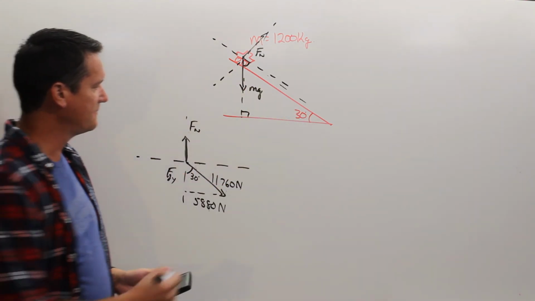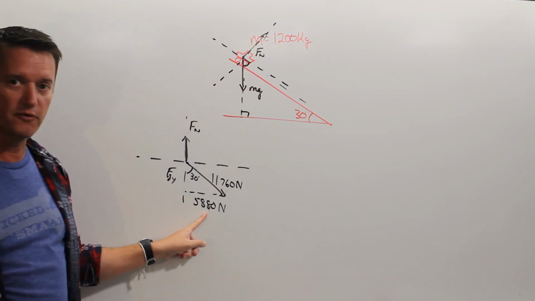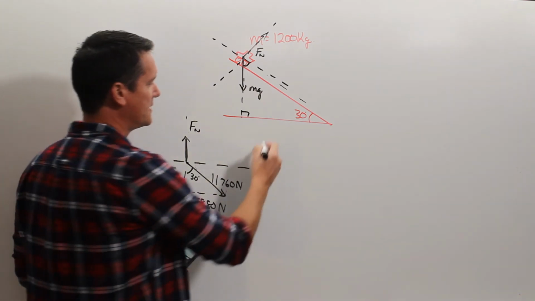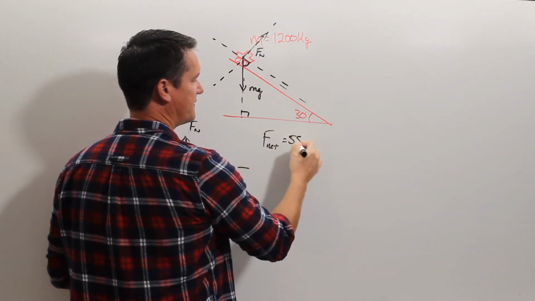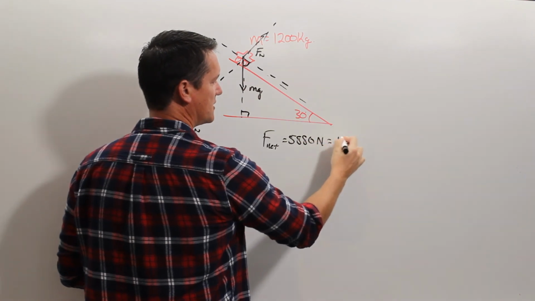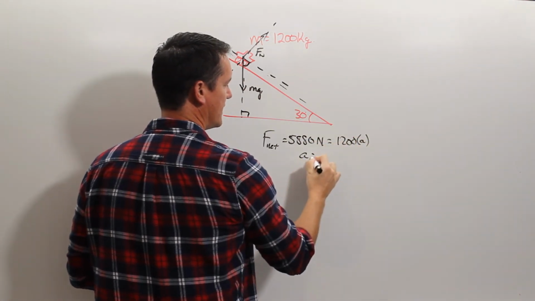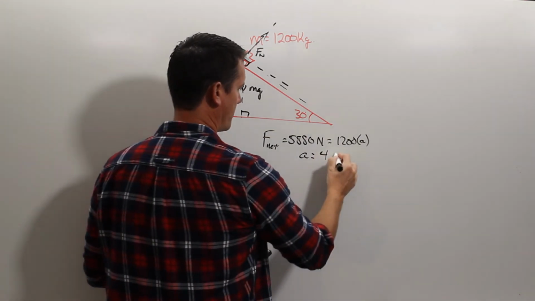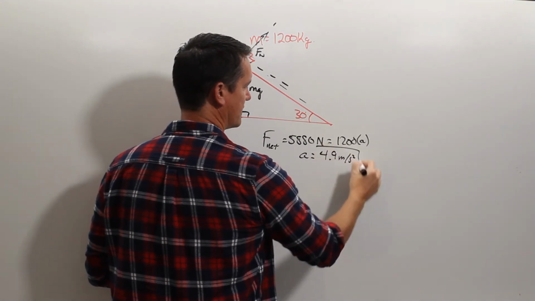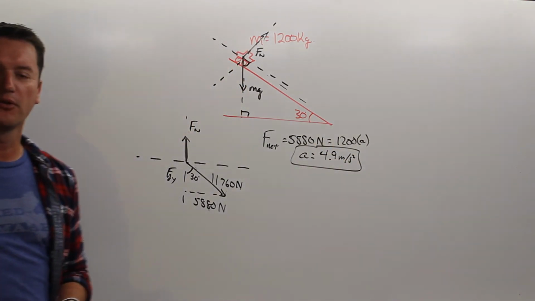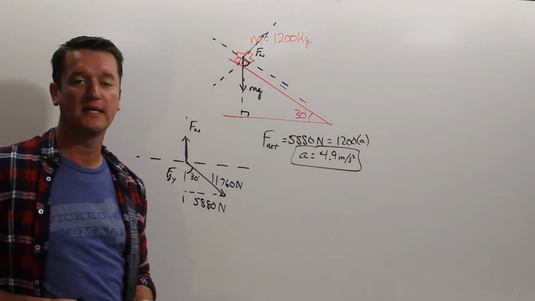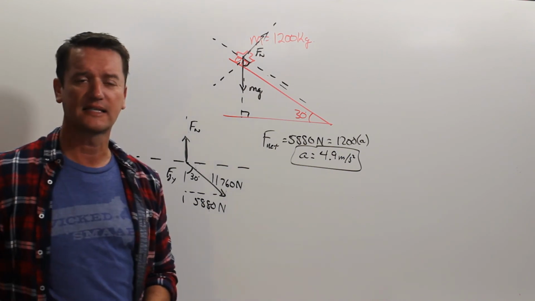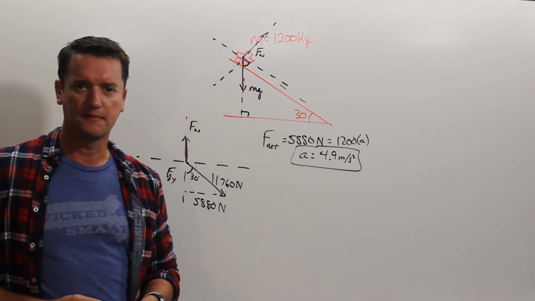So I got my 5880. That is the net force. That's the total force. This is the only one that's left over. That's what's pulling the car down. So F net is 5880 newtons, which equals 1200 times a. A is going to be 4.9 meters per second squared. It's being pulled down the inclined plane at 4.9 meters per second squared. This is a pretty classic standard inclined plane problem.